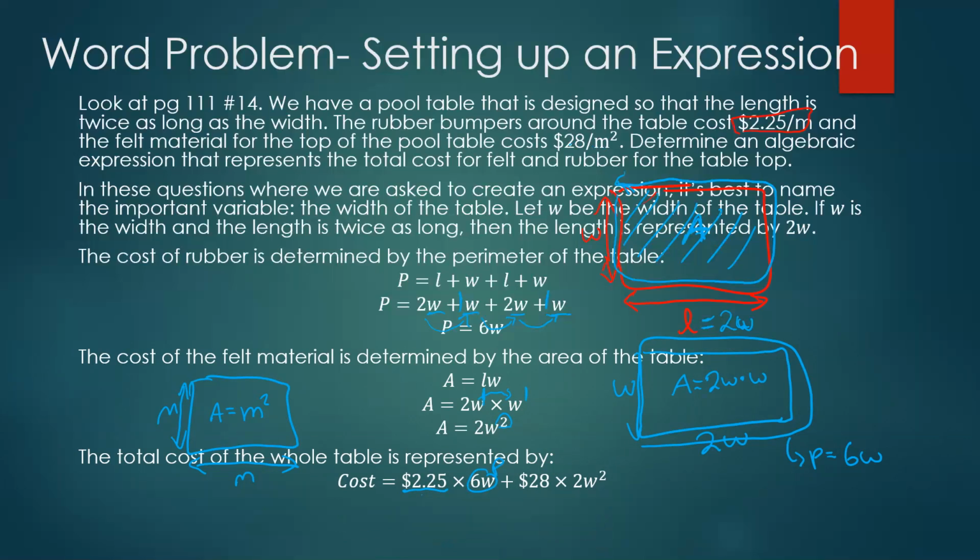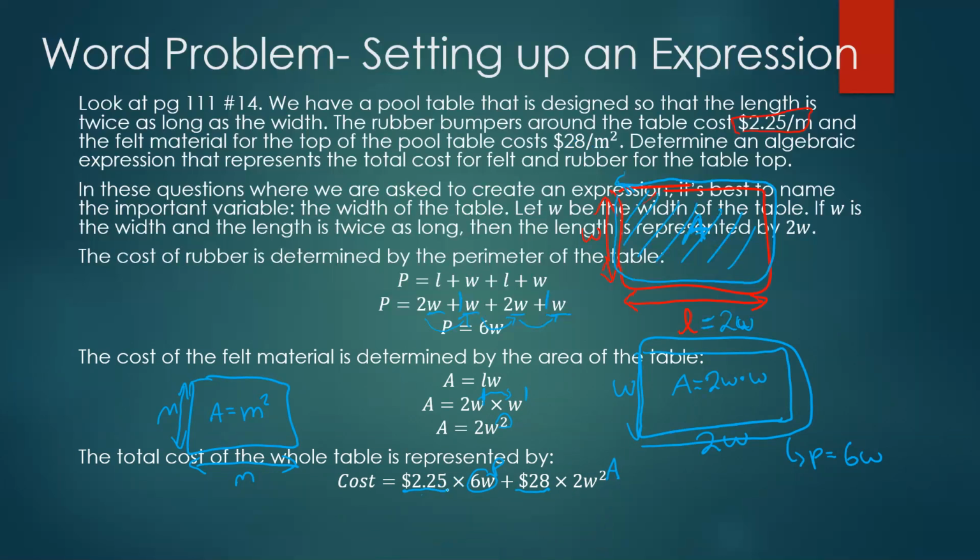And for the cost of the felt material, we're going to follow the same idea. We're going to take $28, which is how much it costs for every single meter squared, and multiply by the actual area of the whole table, which we found was 2w squared. So piecing this all together, it looks good so far, but you want to simplify this expression. There's not much more we can do, but there's something small that will make it nicer looking.